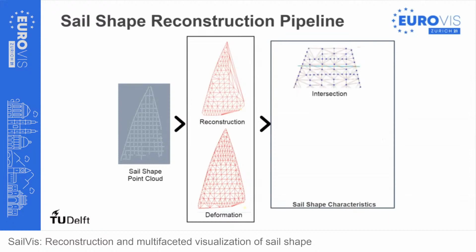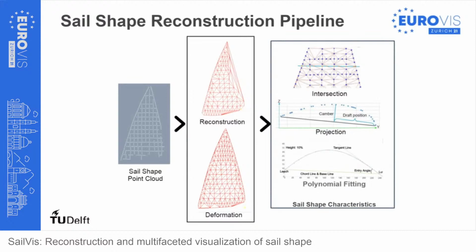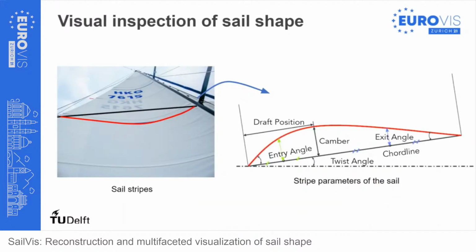In order to extract more accurate features of the sail shape, the cross-section of the sail is extracted by the intersection of a horizontal plane with the sail mesh, generating a set of points on the plane. We then fit a polynomial curve on these points to extract the sail section and compute the sail shape features. To simplify and get a detailed view, we extract these characteristics from the sail shape based on the interviews with the sailing experts. Among them, the camber is one of the most important characteristics, which is the maximum distance from the sail cloth to the chord line.